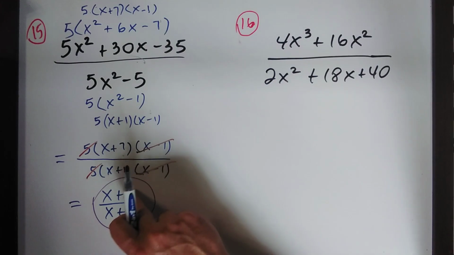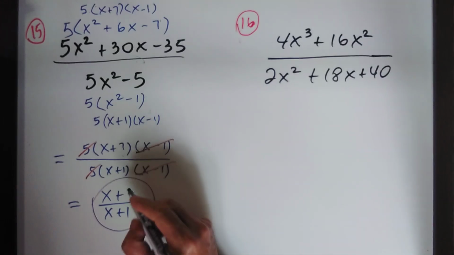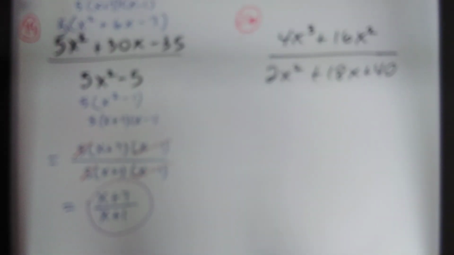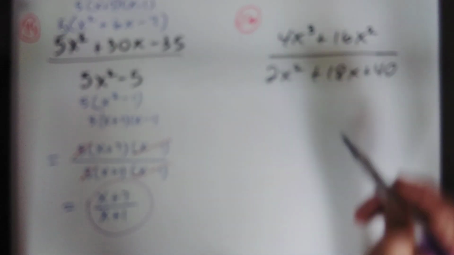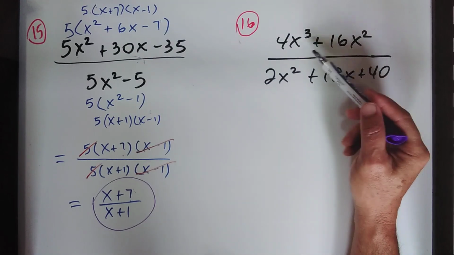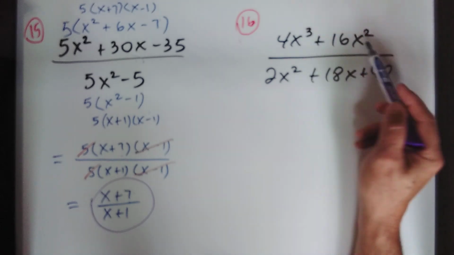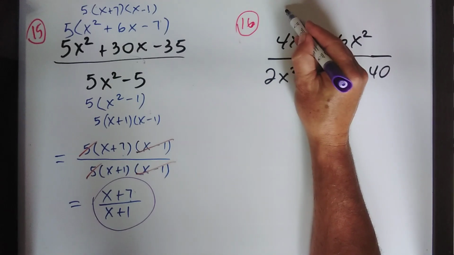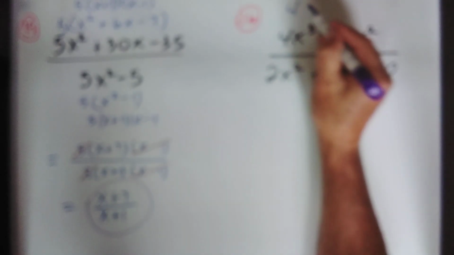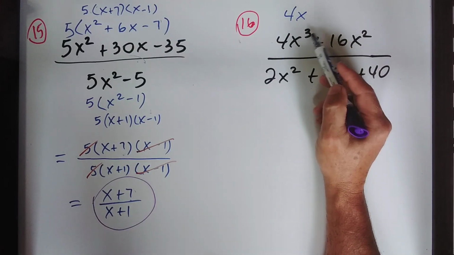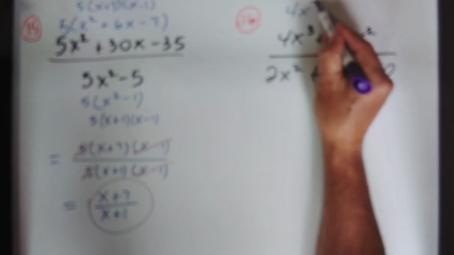Okay, so that's what you're supposed to do. Now let's try the last example. I'm going to factor the numerator. I notice I have a GCF up there. What is the greatest common factor for these 2 terms? 4 goes into both. X is also common to both, and I choose the smallest exponent between 3 and 2, which has to be 2.